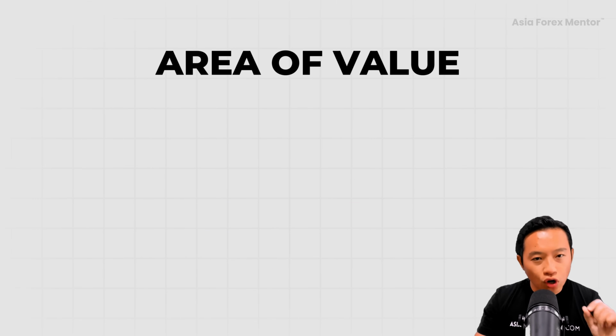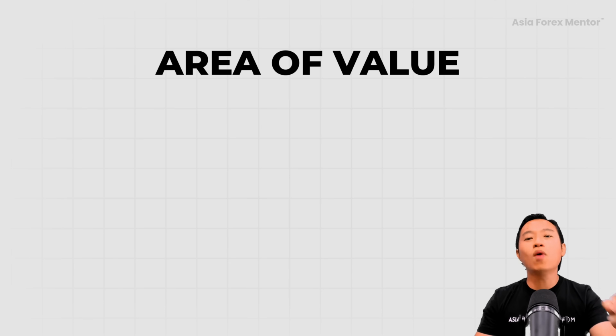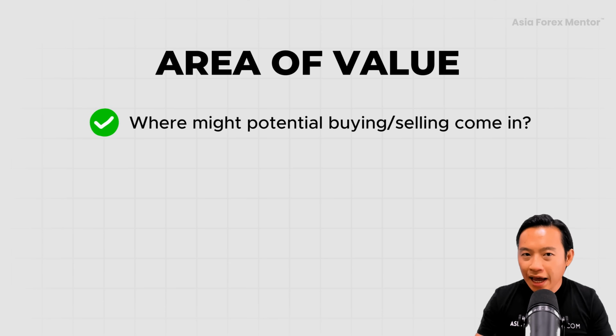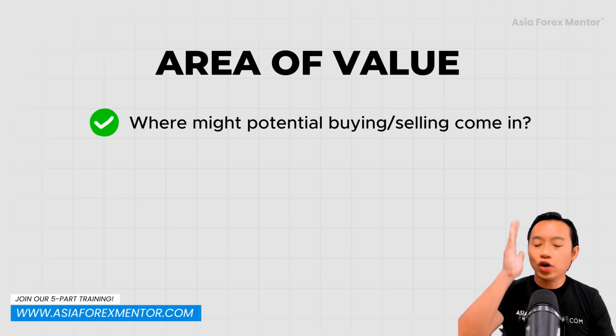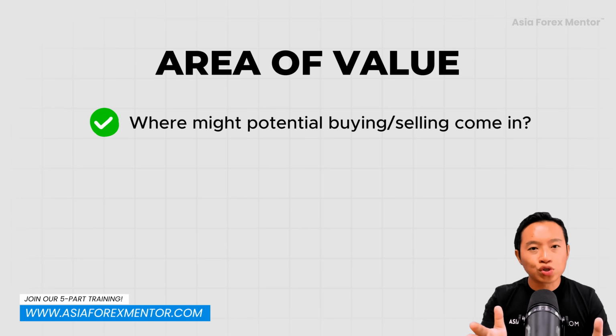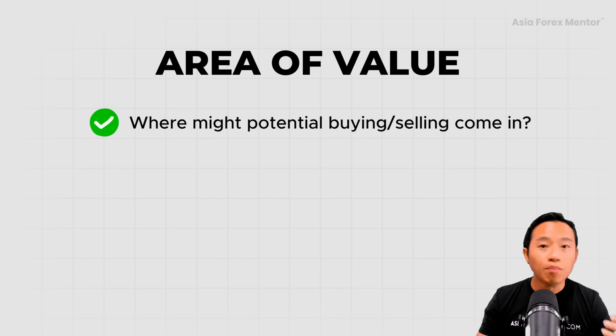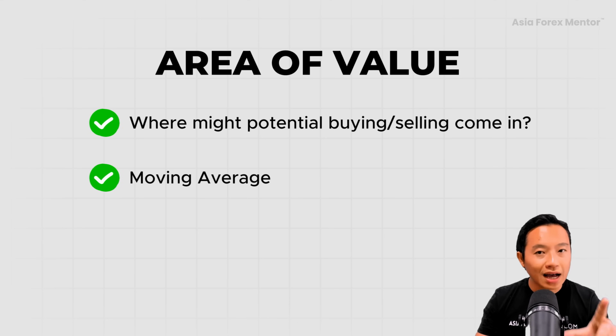So let's talk about the concept of the area of value. Essentially what we are asking is, where might the potential buying or selling pressure come in? This is really important, so we have to determine this. In order to do so, we will use tools like the moving average or the stochastic indicator.